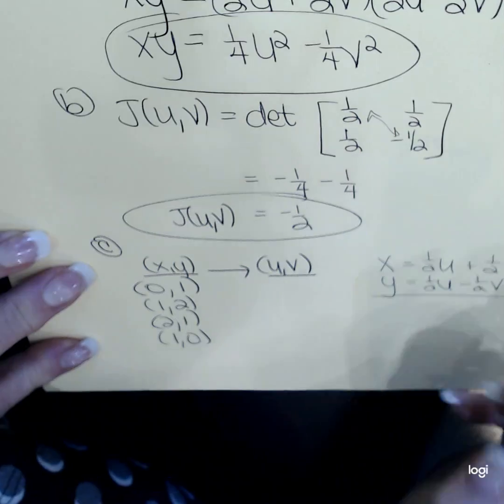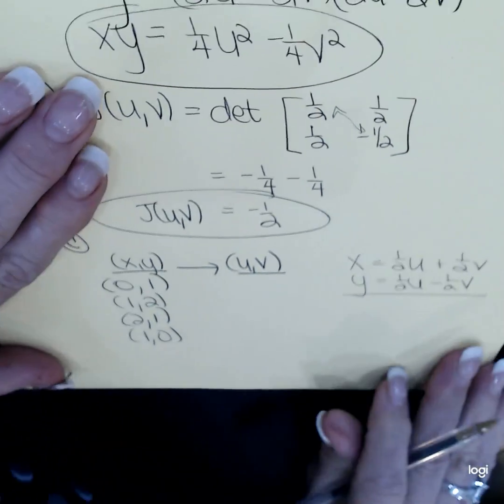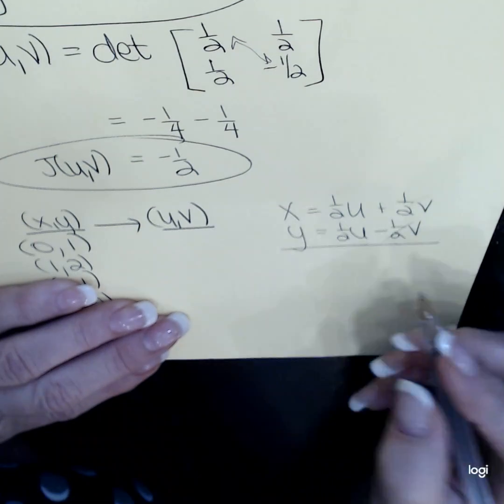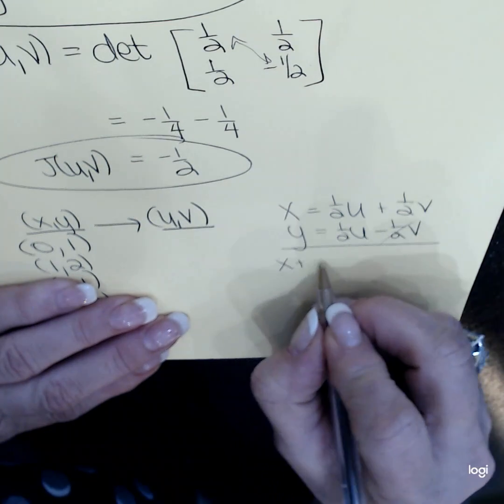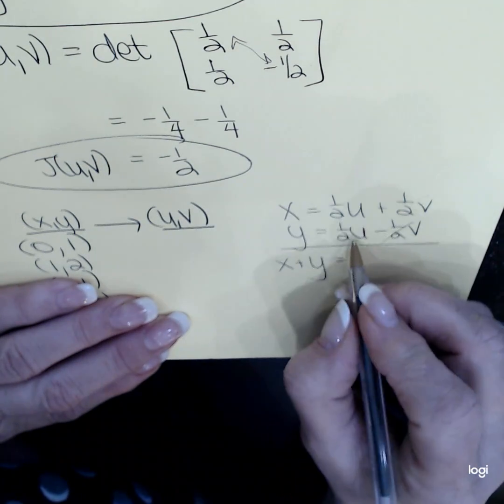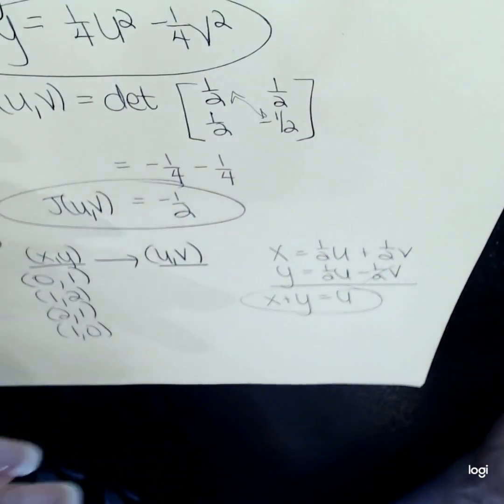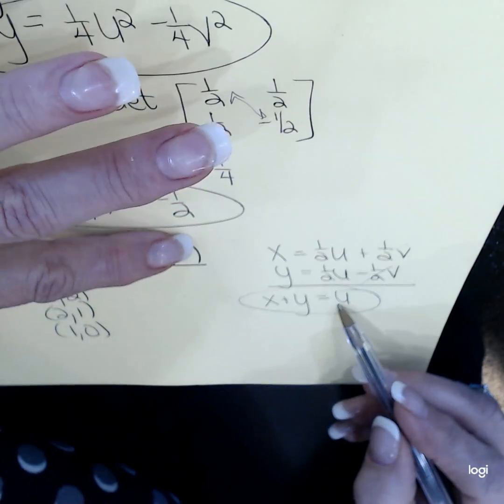Matter of fact, I can just do a simple elimination here. If I take these two equations and I add them together, I get x plus y will be equal to u. So you see now I have an equation for u. 1/2 u plus 1/2 u gives me a single u.